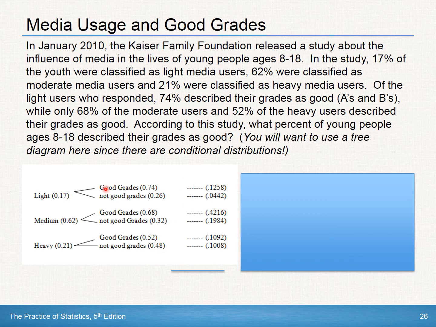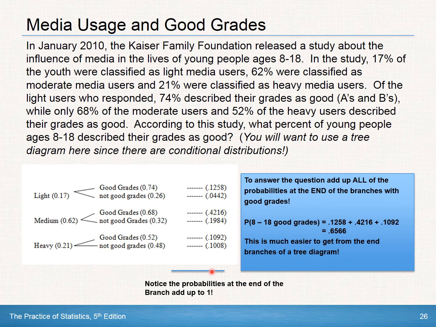Always make sure when you draw your tree diagram to put the probabilities at the end of the branch. So multiply across: light good grades, light not good grades, medium good grades, medium not good grades, heavy good grades, heavy not good grades. How do you know whether or not you did this correctly? Remember, this all has to add up to 1 because that's 100% of my probabilities. All right, so that's just a quick way to check to make sure you did that correctly.